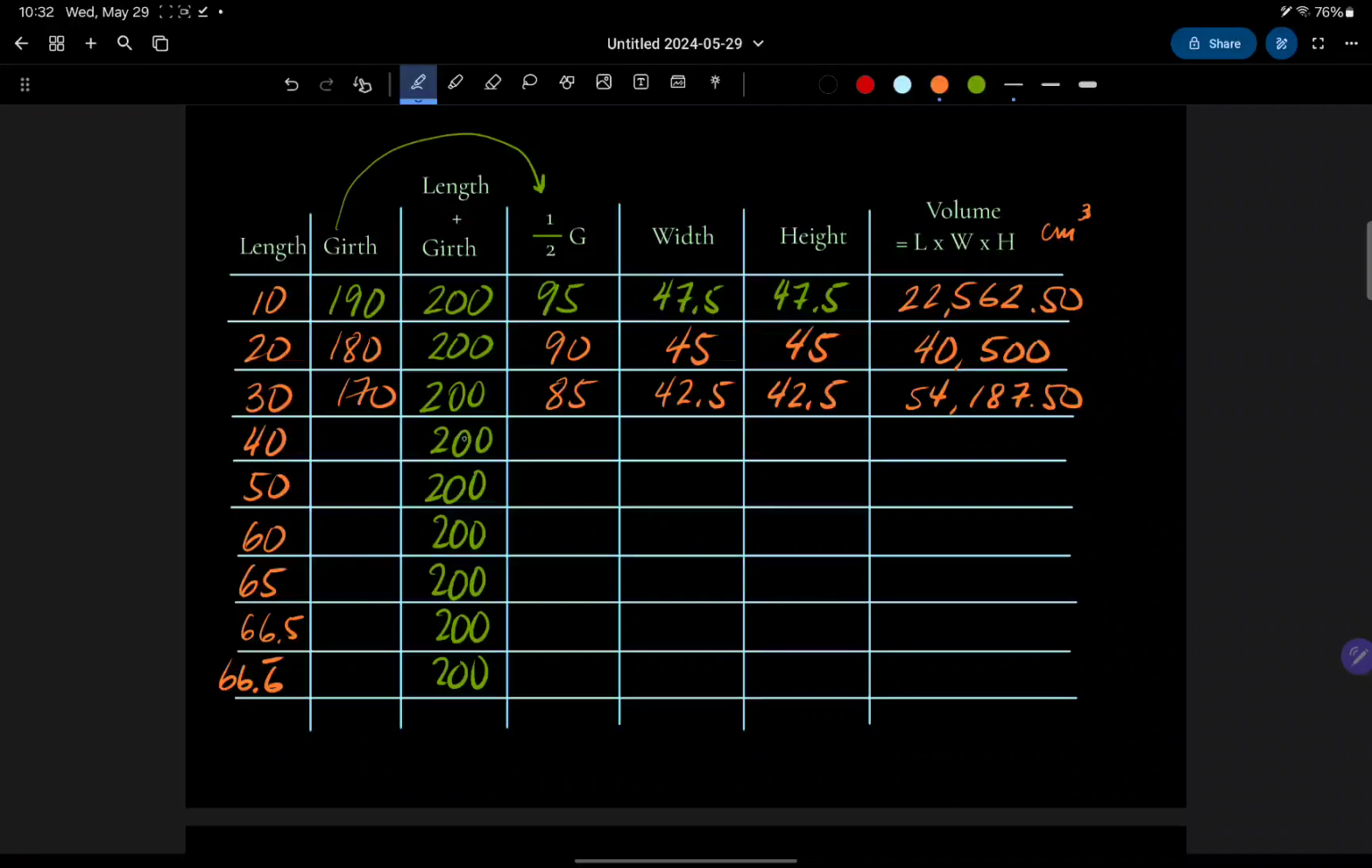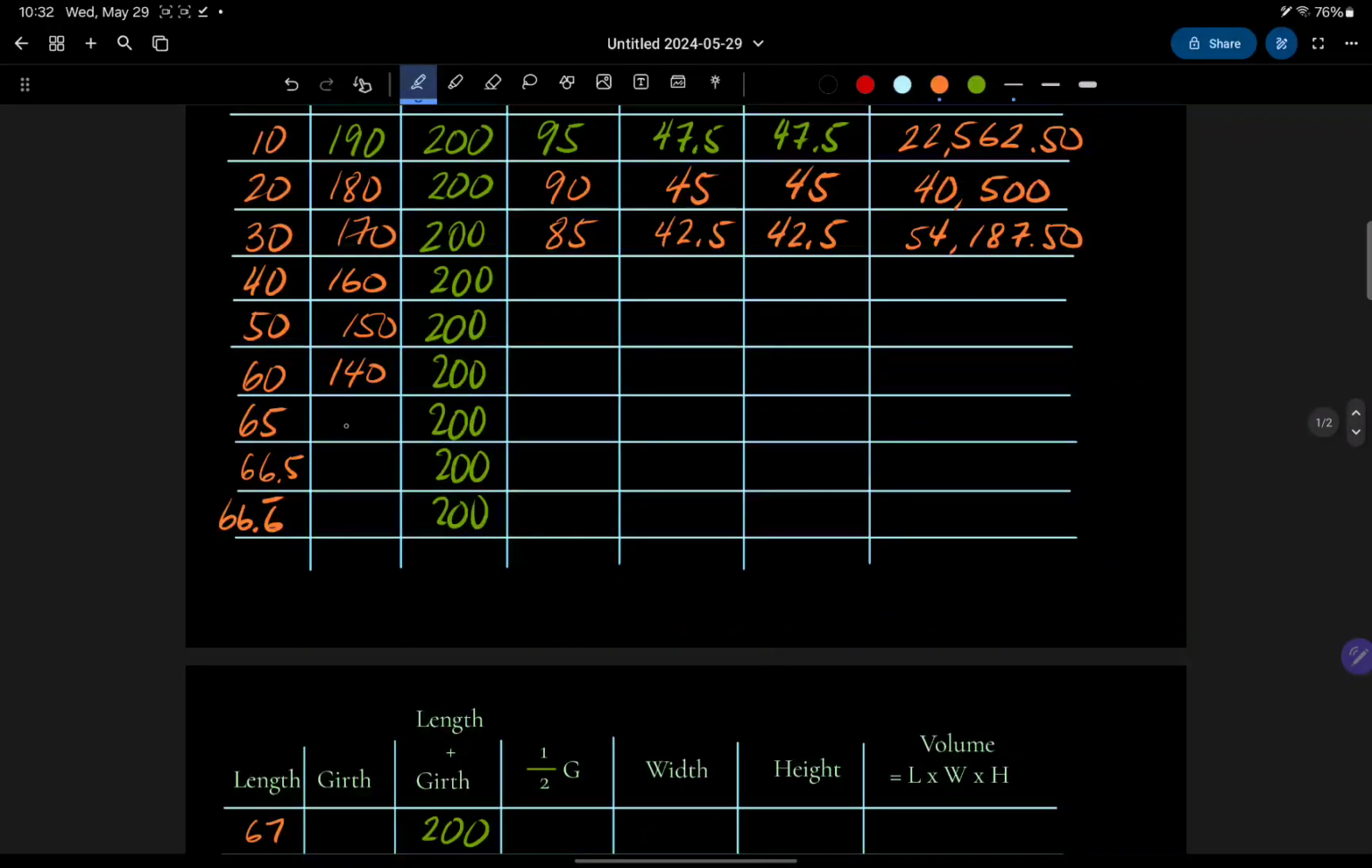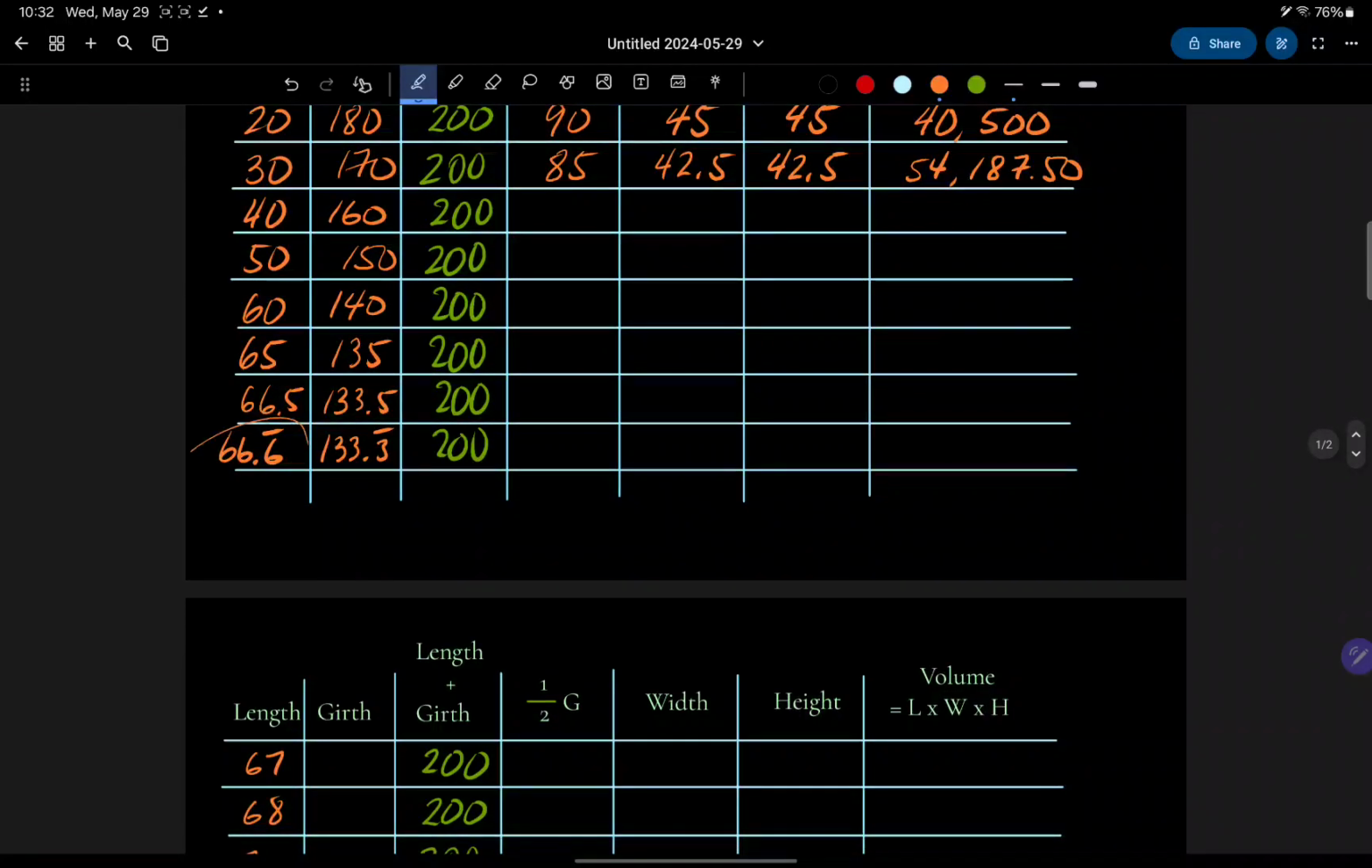I'm going to continue. 200 minus 40 is 160. If we continue this way, we end up with 200 minus 50 is 150. 200 minus 60 is 140. 200 minus 65 is 135. This one will give us 200 minus 66.5 is 133.5. And then 66.666 gives us 133.333. And like I said, I'll show you at the end why I picked this number right here.